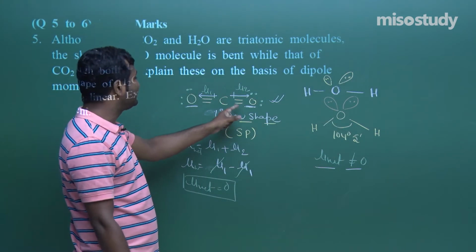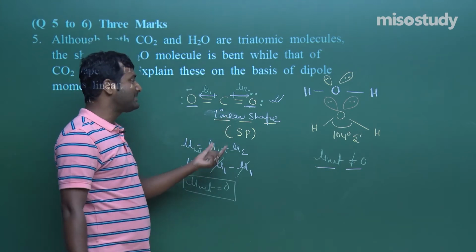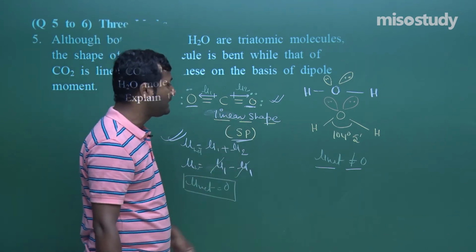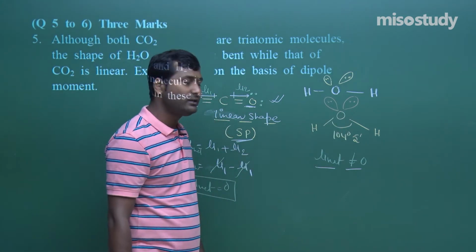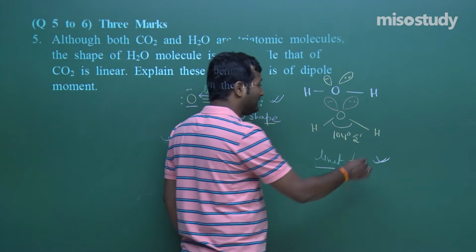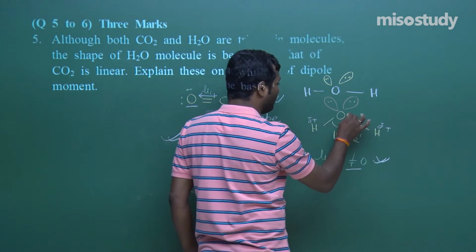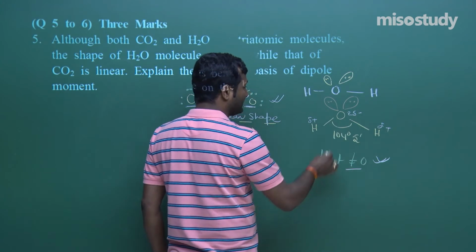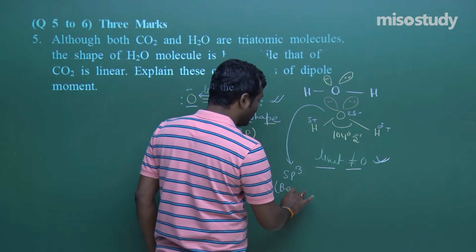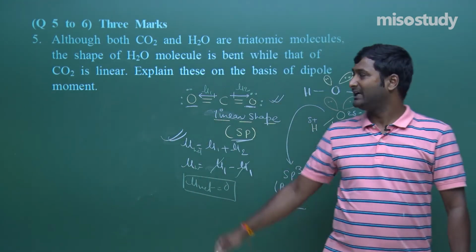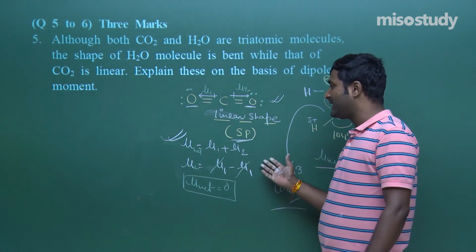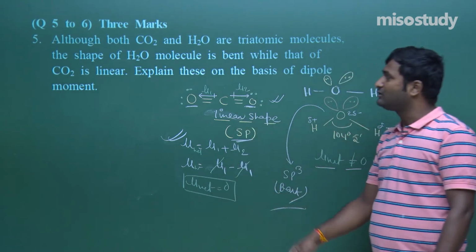So CO2: no lone pair, no such repulsion, linear shape, hybridization sp, so the net dipole moment is 0, no polarity. But in H2O there is an involvement of lone pairs of electrons, so it will have a net dipole moment, and due to this the dipole plus and minus signs combine, the bond angle is about 105 degrees, hybridization sp3, and the shape is bent. This is the complete explanation, in terms of bond angle, hybridization, shape, and also dipole moment.